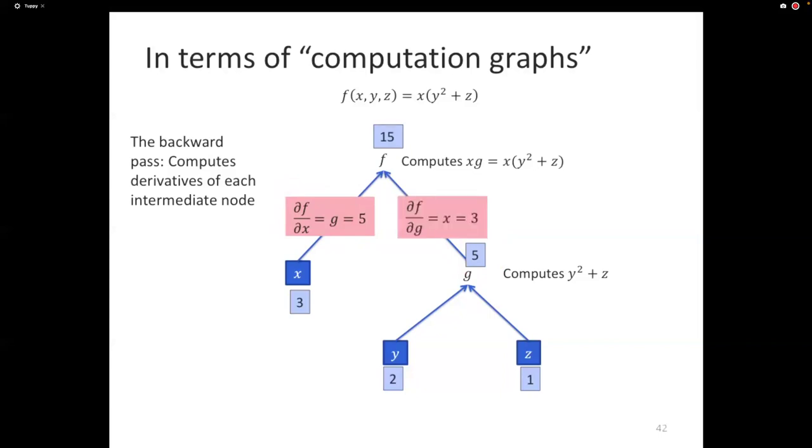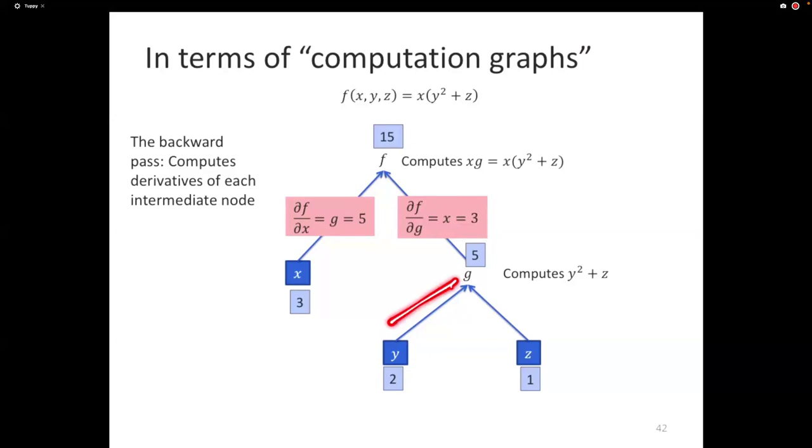Let's consider the other input. The partial derivative of F with respect to G is simply X, because it's the partial derivative of this product. We know the value of X, so I know that the partial derivative of F with respect to G is the number 3. Okay, now let's continue this process. Let's take this edge down.